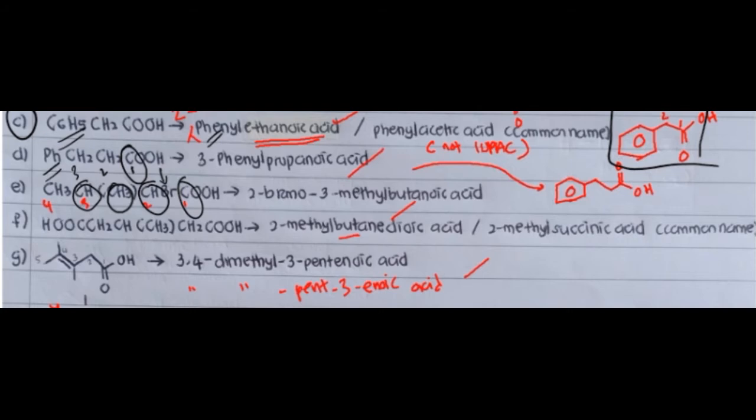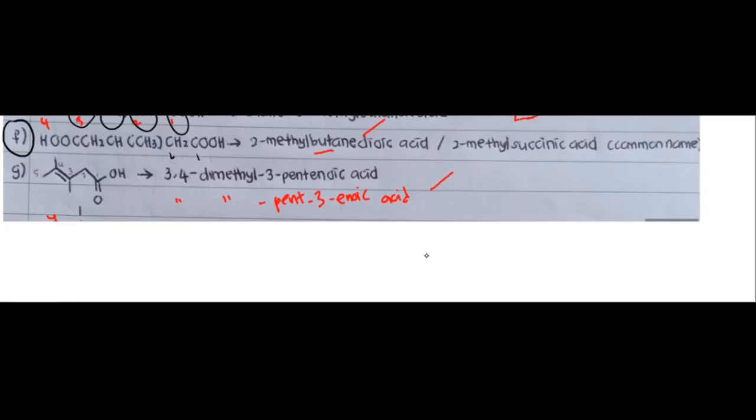Moving on to F. Okay, let's refer to F. For compound F, we'll notice that there are two COOH groups. So you can number from left to right, and of course, you can number it from right to left. It will give the same number of carbon. And of course, the position of the substituent is also located at the same carbon, which is carbon number 3. So in this case, we have 5 carbons, 1, 2, 3, 4, 5, so the parent name should be pentane.